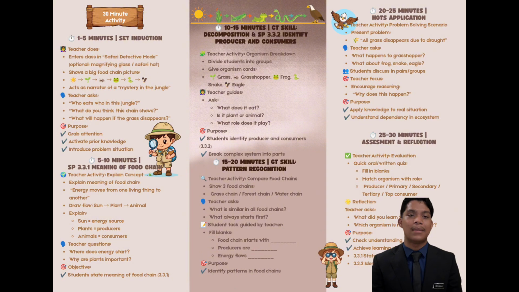Finally, during the last 5 minutes, students complete a short assessment and reflection activity. They identify producers and consumers, complete a simple food chain, and reflect on what they have learned. This allows me to evaluate whether both learning standards have been achieved.